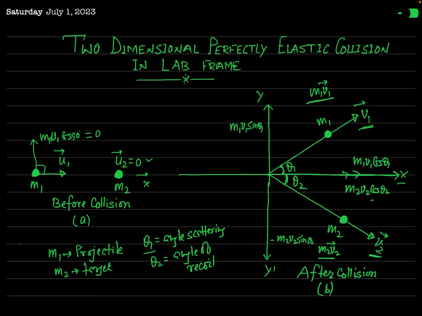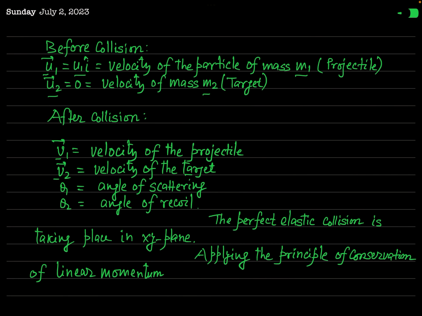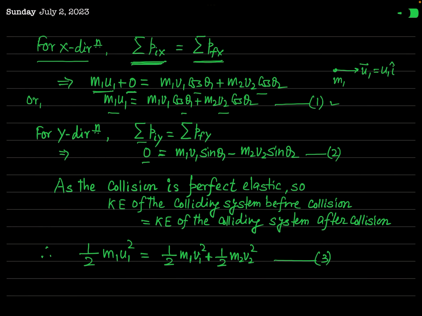But since this component is directed in negative y direction, you should write it minus m2 v2 sine theta 2. Okay. So after collision, the total momentum of our colliding system in y direction will be what? That will be m1 v1 sine theta 1 minus m2 v2 sine theta 2. So you can see I have written here that this is m1 v1 sine theta 1 minus m2 v2 sine theta 2. So this second equation we have obtained by applying the principle of conservation of linear momentum in y direction.